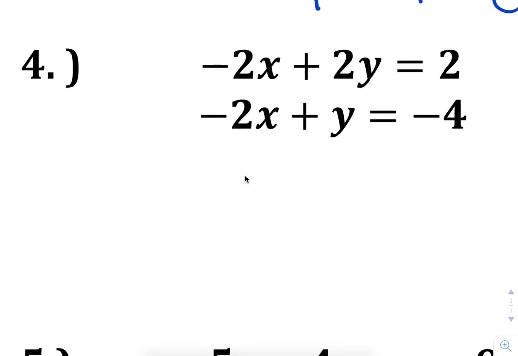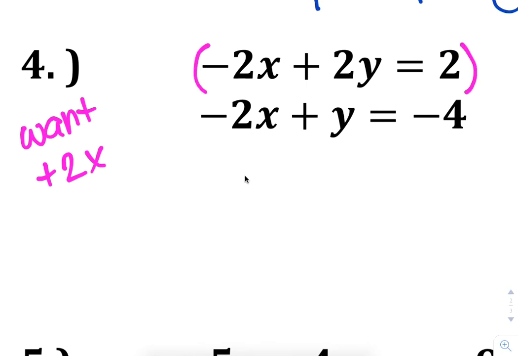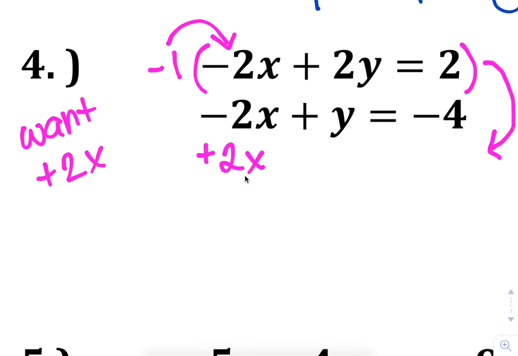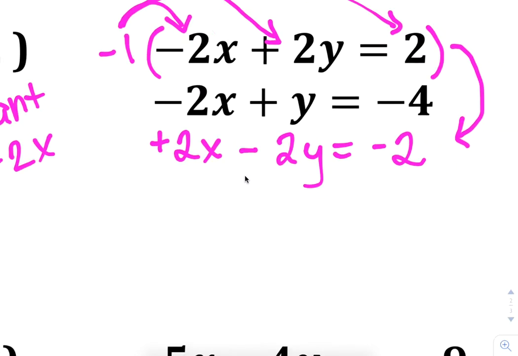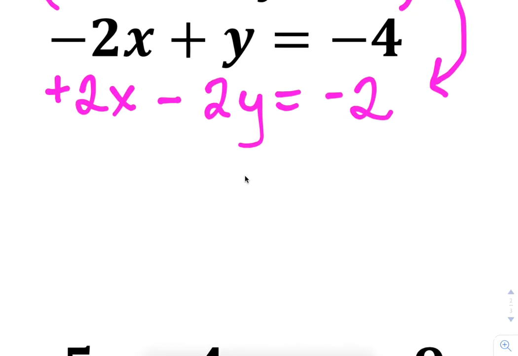So the way we do that is we write out, I want a positive 2x, okay? So what do I need to change? I need to change this top problem, multiply it by a negative 1, and that's going to make it a positive 2x. So remember, when I change it, I have to bring down to a new line, okay? Negative 1 times negative 2x is positive 2x. Negative 1 times positive 2y is a negative 2y. Negative 1 times 2 is a negative 2, okay? So now I only have that to work with.